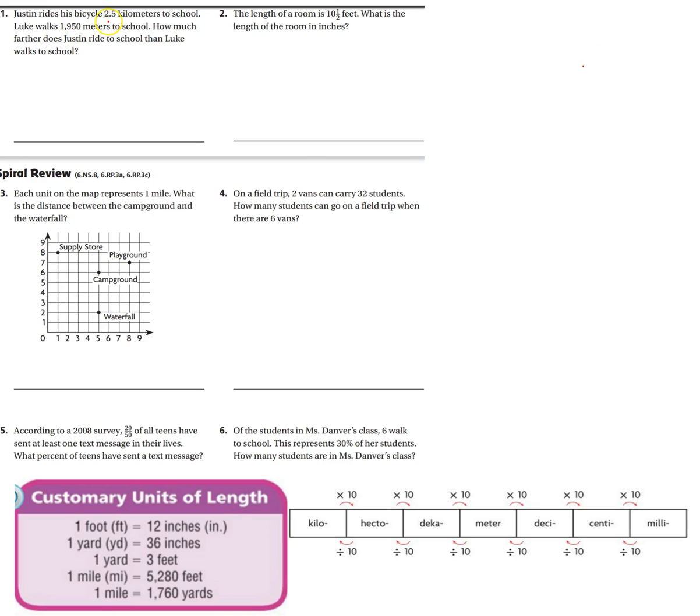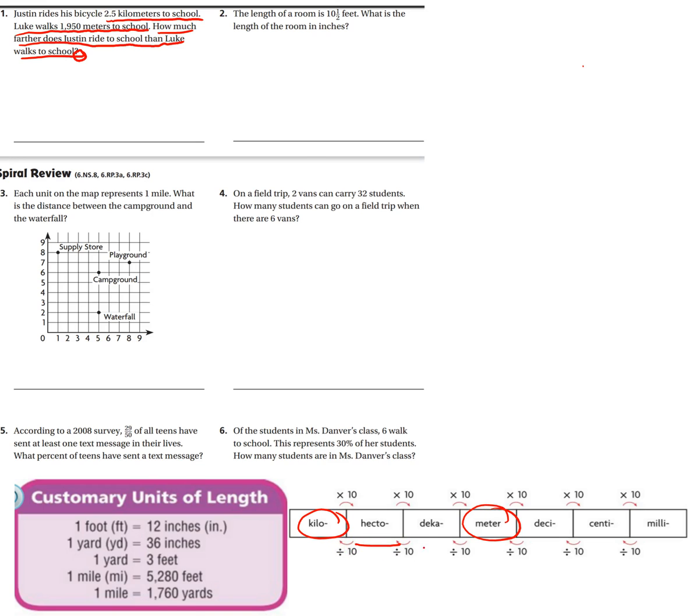Number one, Justin rides his bicycle 2.5 kilometers to school. Luke walks 1,950 meters to school. How much further does Justin ride to school than Luke walks to school? Well, I got to change. I got a conversion here. I have 2.5 kilometers, so I'm starting with kilometers, and I want to go to meters.